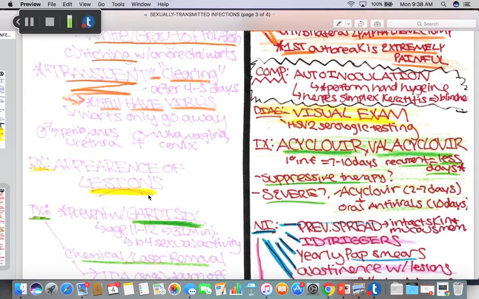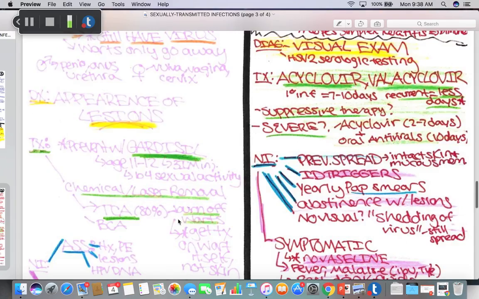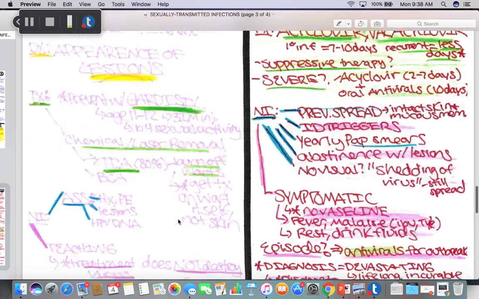It consists of 3 IM injections, and you want to make sure your patient gets it before they participate in sexual activity. Chemical and laser removal of genital warts: 80% are removed with TCA, in which the warts are burned off. You have to make sure to get the treatment on the wart itself, not the skin. And BCA is another option.